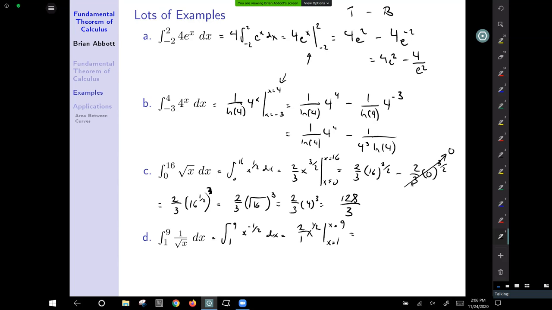So sometimes when I see it's a square root, I like to just rewrite it before I evaluate it. 2 times the square root of x evaluated from 9 to 1 gives us 2 square root of 9 minus 2 square root of 1, which gives us 2 times 3 minus 2, so 6 minus 2, which is 4, a nice concrete answer.